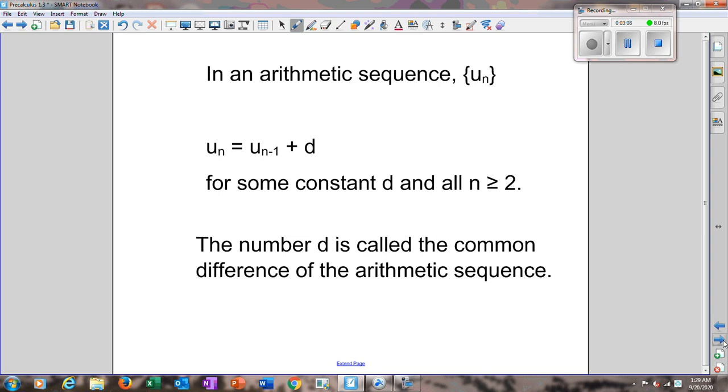In an arithmetic sequence, u sub n, now we see the curly brackets around the u sub n. That means that it is a sequence. So that's how we show that something is a sequence. U sub n equals u sub n minus 1 plus d for some constant d and all n greater than or equal to 2. This is one of those things that we did last time. Remember, u sub n just stands for a number.